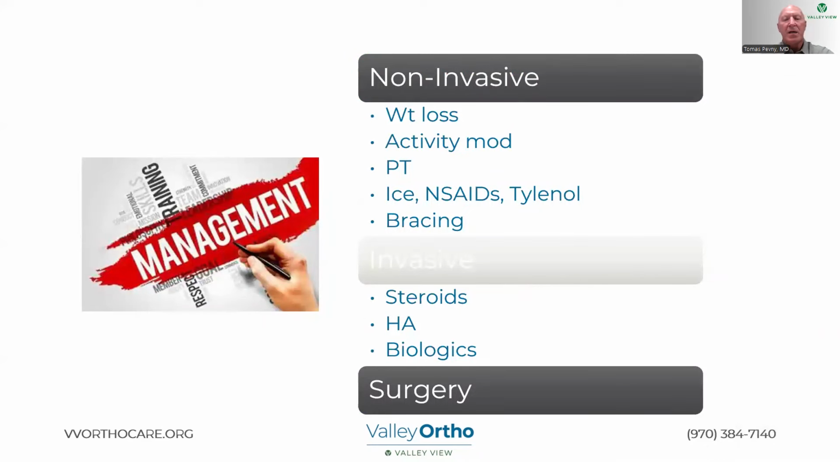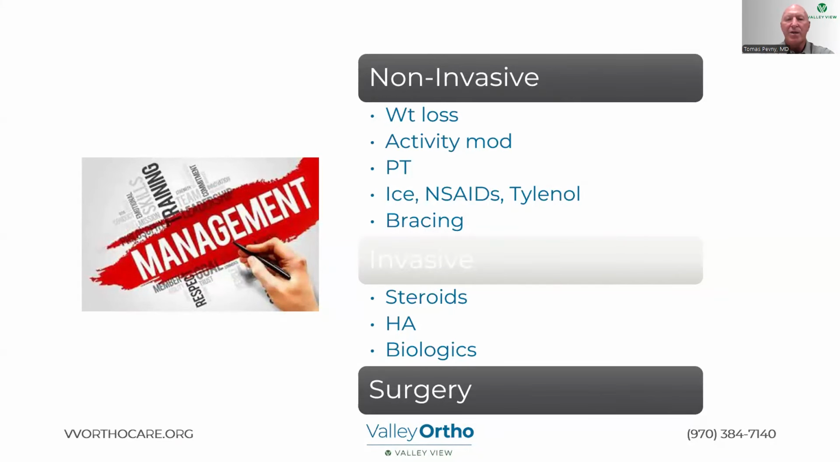And the treatment always initially is non-invasive or non-operative. Weight loss is important. 1 pound you lose of body weight is 4 pounds off the knee. It's kind of how the math works. Activity modification, if you're a runner and you're starting to develop arthritis, maybe start swimming, riding your bike, do more gym activity. Physical therapy can maintain motion and strength.